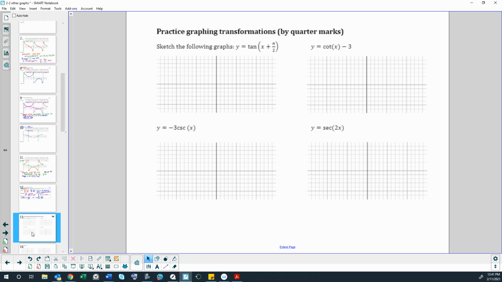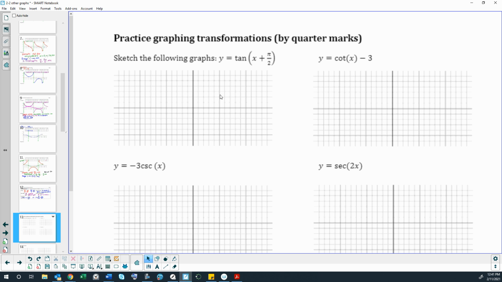Okay, let's go ahead and look back at these graphs here. So in this first equation, y equals tangent of x plus pi halves, we have a horizontal shift happening, right? So this is called a phase shift. So I'm just going to describe each one. So this one's a phase shift, and it's going to go to the left because it's a plus pi halves.